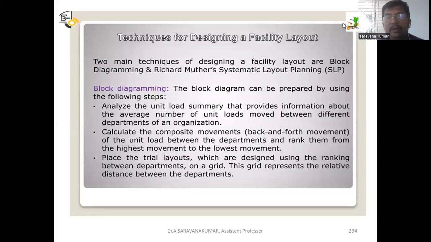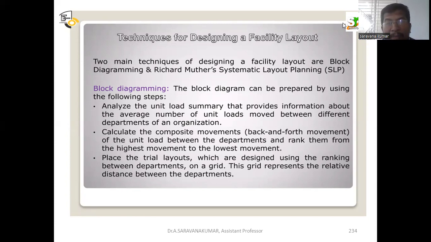Hi everyone. Today we are going to discuss a very important topic, techniques for designing a facility layout. So we already discussed facility layout. Two main techniques of designing a facility layout are block diagramming and Richard Muther's systematic layout planning. Layout we already discussed; it's nothing but an outline. So block diagramming. What do you mean by block diagramming?